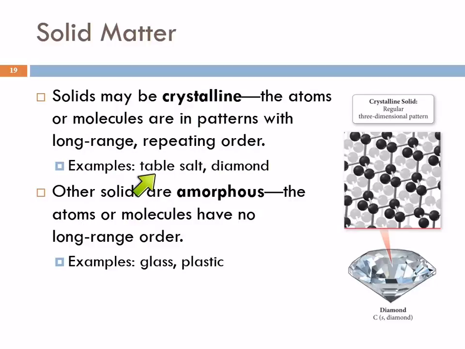So table salt and diamonds are examples of crystalline solids. Glass and plastic, rubber is another one. Those are examples of amorphous solids. The particles are not arranged in a particular way.